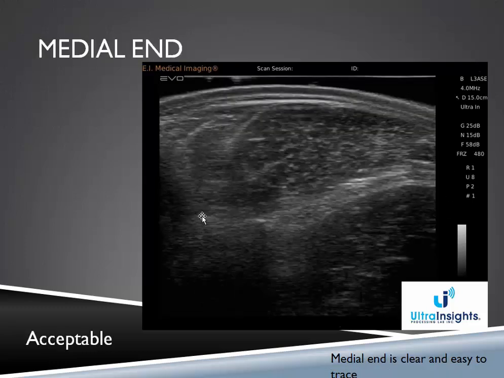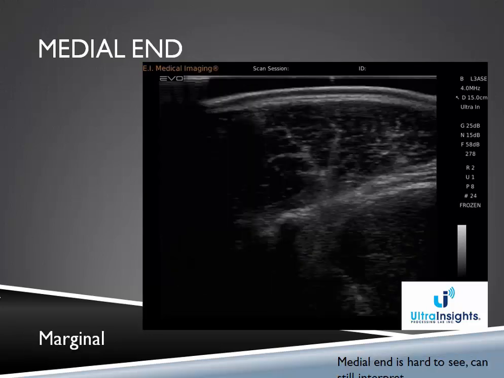Let's talk about the medial end. So this is a medial end. Again, this is an acceptable image, looks good, easy to interpret, no problems. Here's an example of a marginal medial end. I call it marginal because I can see some tick marks and make out the medial end of the ribeye, and feel fairly comfortable with how I would interpret it, but there is some guesswork going on, so it would need to be marked marginal and have a second set of eyes look at it.